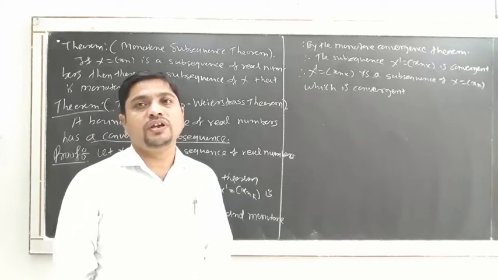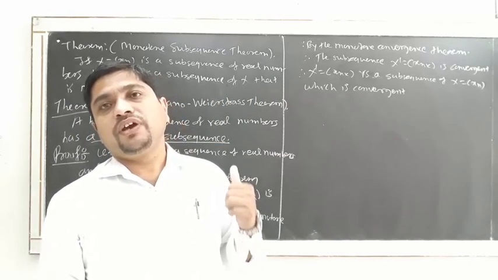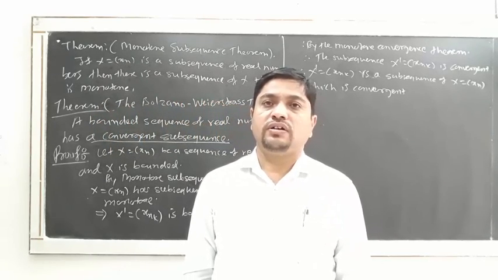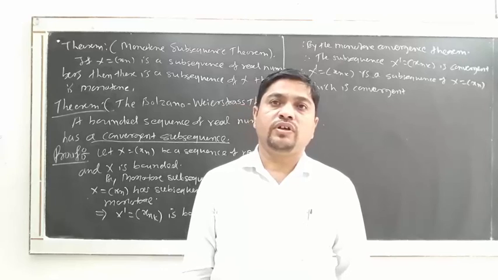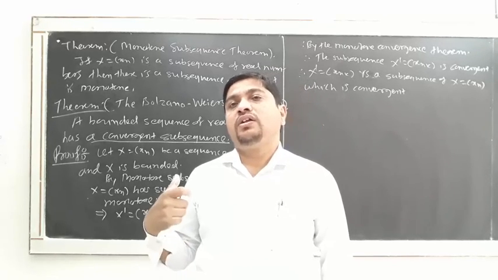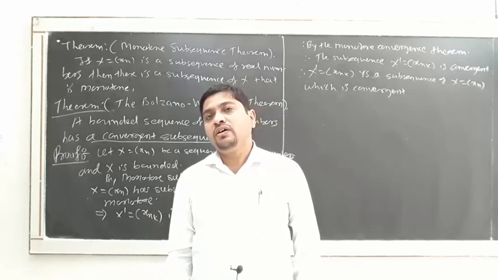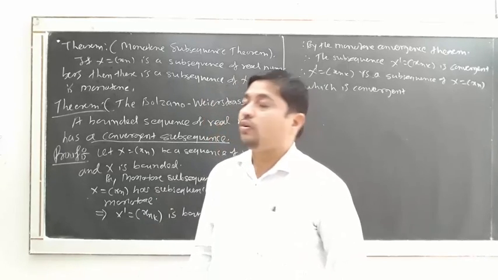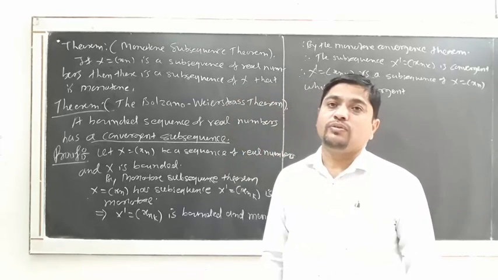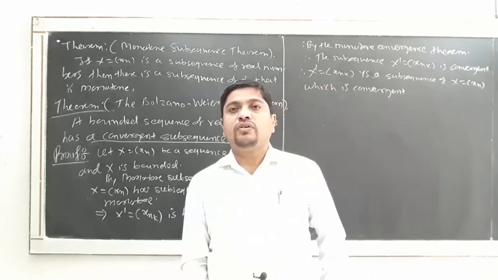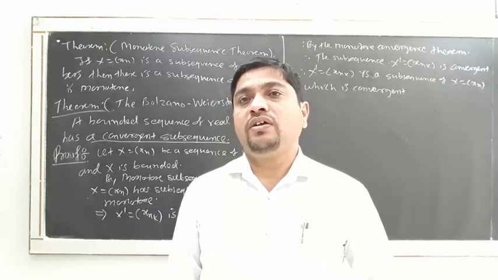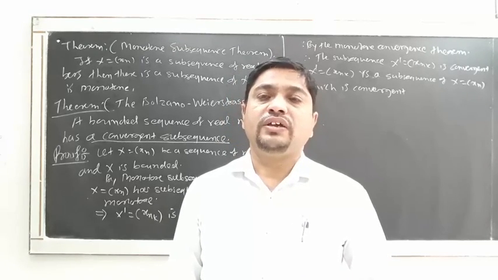In the similar way we can prove some theorems, or solve some examples of divergent sequences. So today we saw the divergence criteria, and we proved the Bolzano-Weierstrass theorem and the monotone subsequence theorem also. So all the topics of chapter 2, sequences, are completed. So we will stop. Thank you very much.